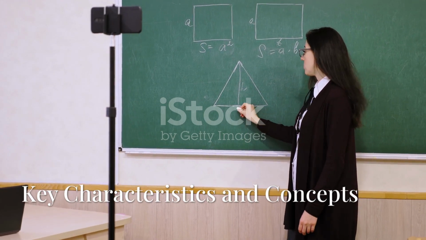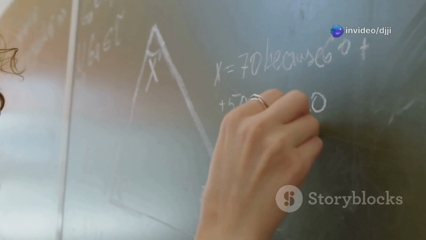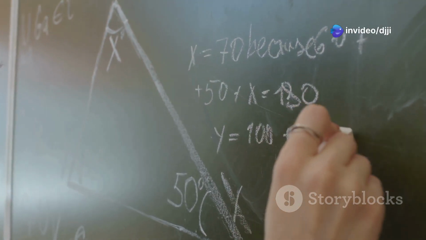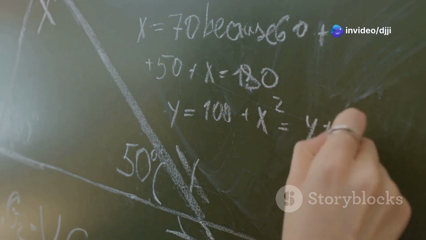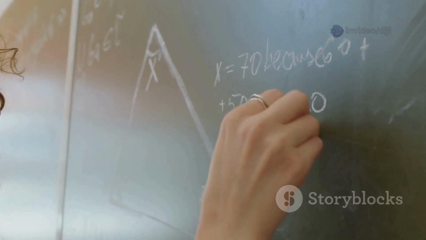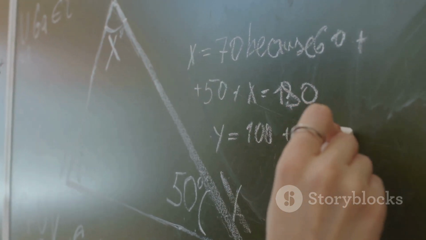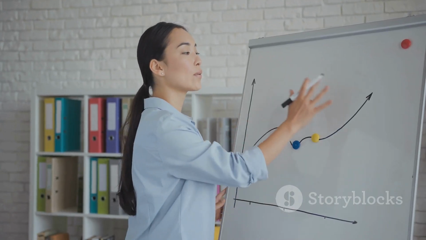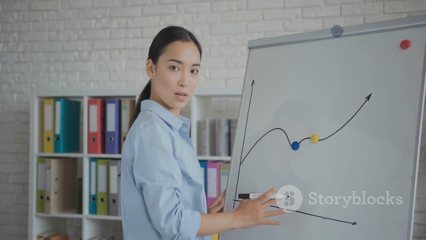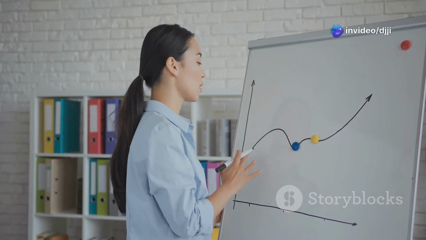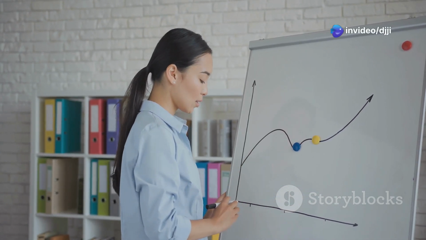Key characteristics and concepts. First, the general form f(x) = ax² + bx + c, where a, b, and c are constants, and a is not equal to 0. Next, the parabola. The graph of a quadratic function is a parabola, which can either open upwards when a is positive, or downwards when a is negative.